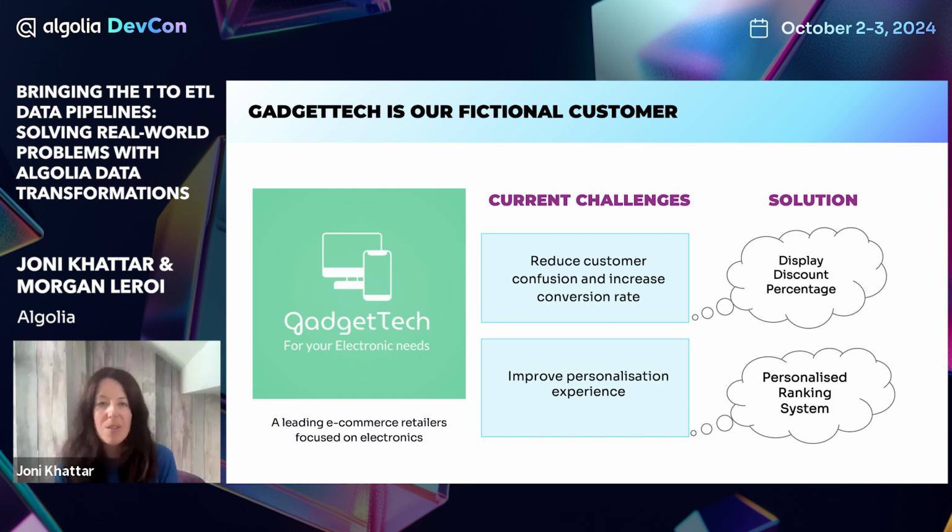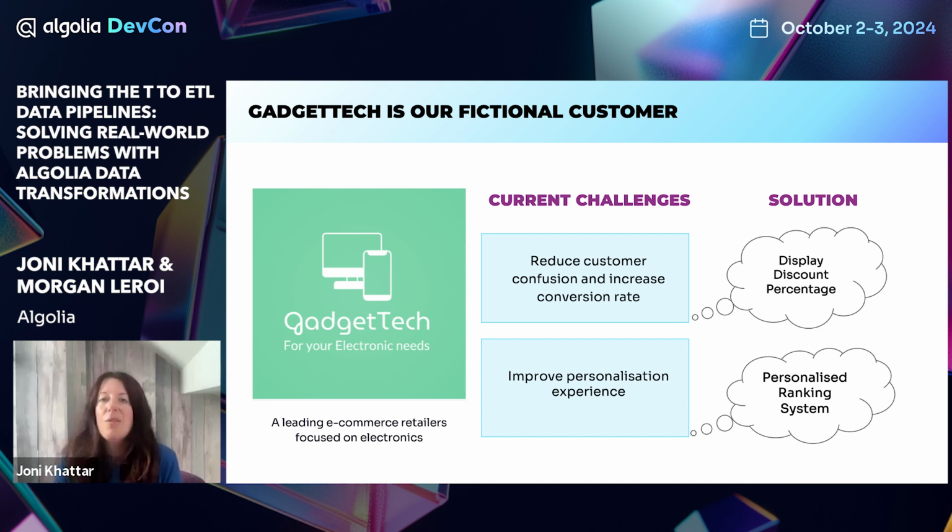First off, displaying discounted percentages. Customers can't easily see savings, and it causes confusion and missed deals. And so they want to show a percentage discount to customers to increase that transparency. The second challenge that Gadget Tech has is introducing a personalized ranking system. Customers are struggling to find relevant popular products without personalized recommendations. They want to optimize the ranking system by introducing a secondary data source with new attributes on popularity scores. And this requires some manual work from the upstream teams within their business. So let's go to the demo.